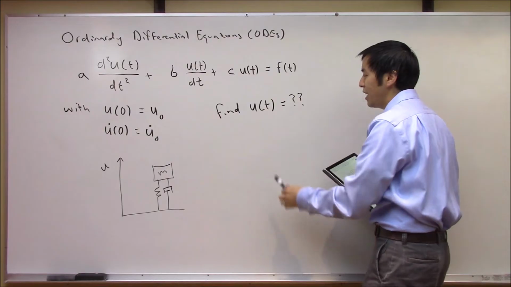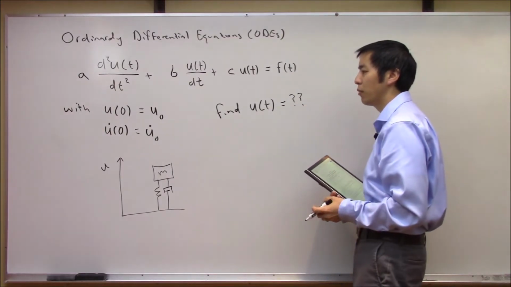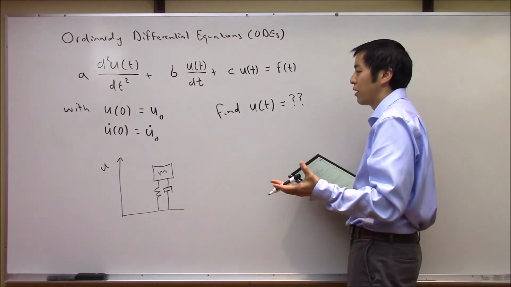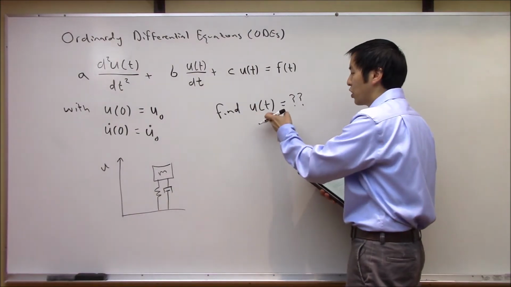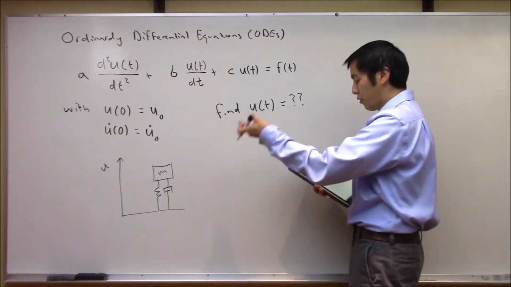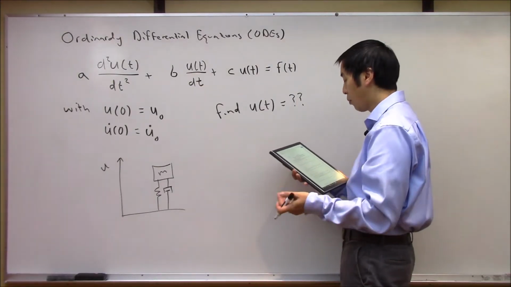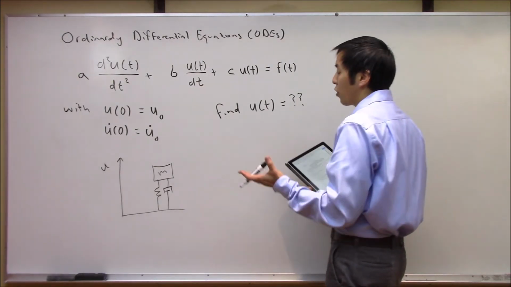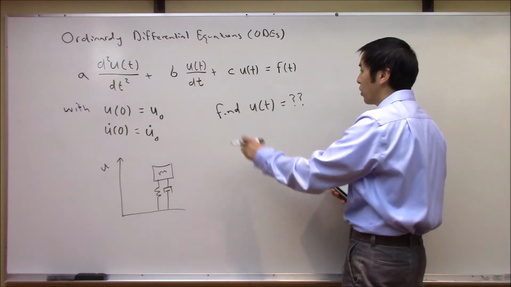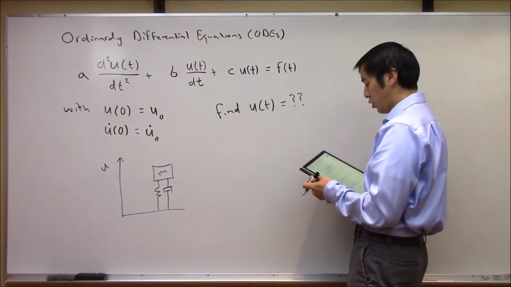Some function, but the key here is that there's one independent variable, right? Time is the only independent variable. If you know what this function is as a function of time, that will describe how this block moves up and down at any given point in time, all right? So the goal with solving this ordinary differential equation, again, was just to find this function u.